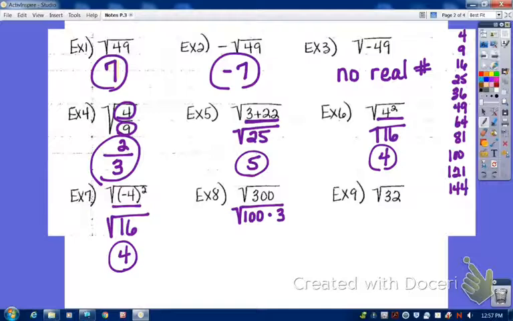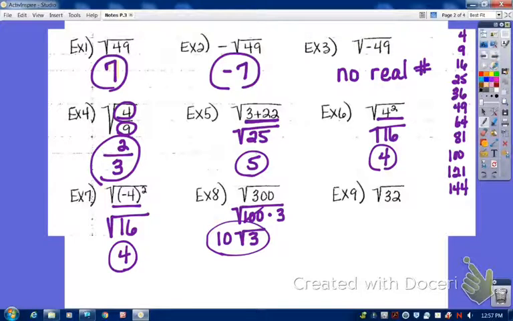You simplify this perfect square. So what's the square root of 100? 10. And where does the 10 go? It goes outside. So it'll come outside to the left, and then you're left with the square root of 3. So the square root of 300, it is a decimal, but its exact answer is 10 square root of 3. So that's what you're going to do when the number under your square root is not a perfect square.